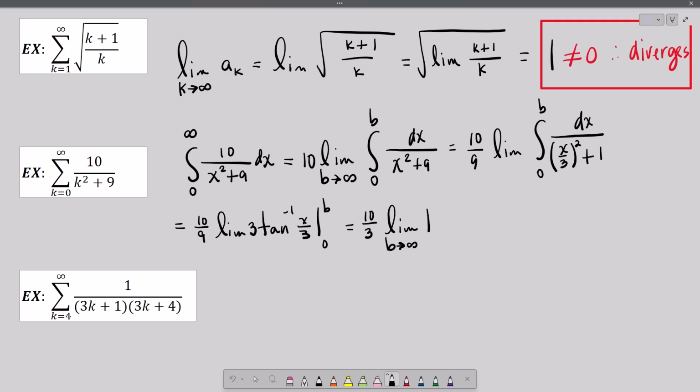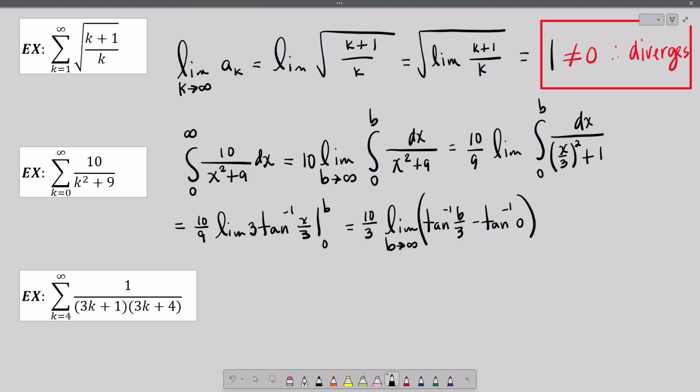We'll plug in the b. Now this negative exponent we can't get rid of. This is not a negative exponent in the way that we were talking about earlier. That -1 means inverse tangent. It does not mean 1 over tangent. So we can't get rid of that one. So we have arctan of b over 3 minus arctan of 0 over 3. So that's just arctan of 0.